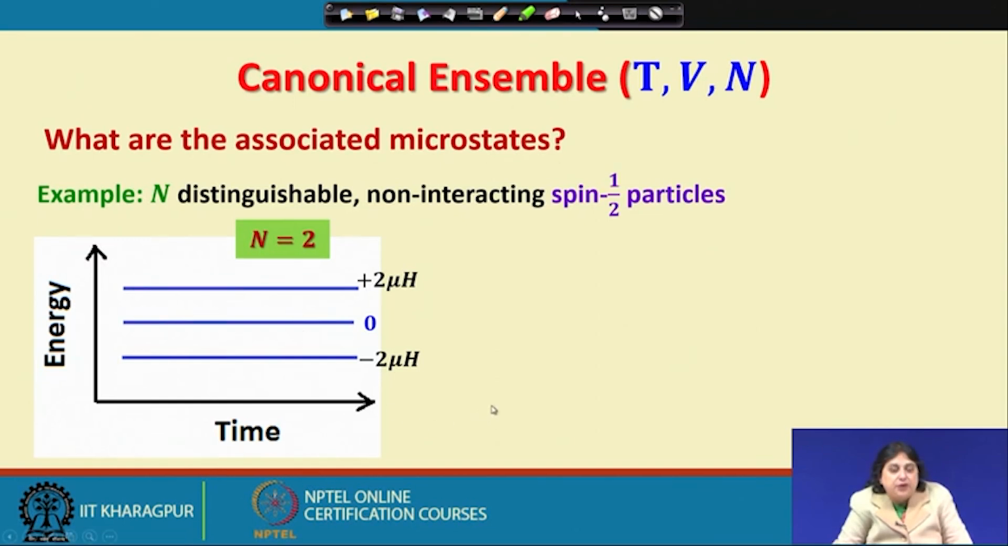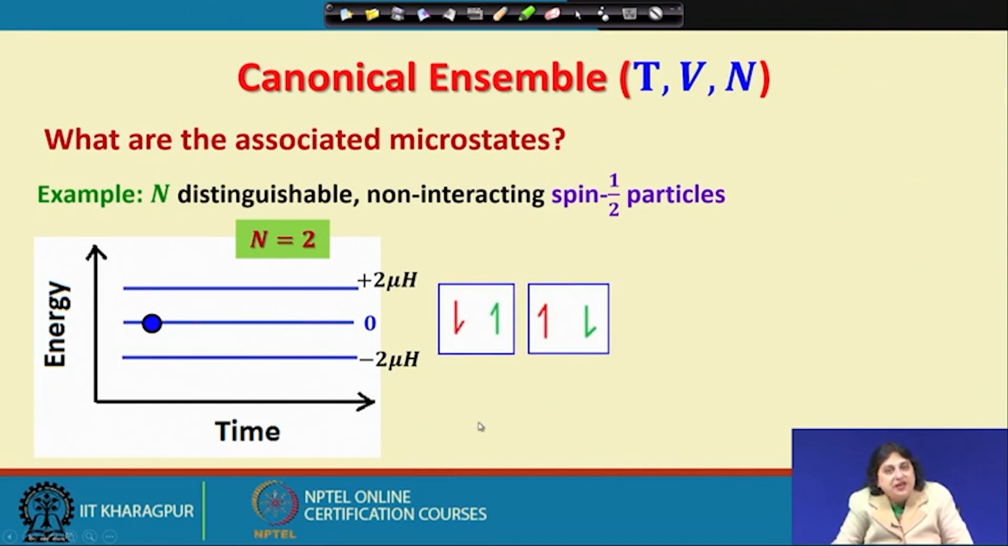Now, here I have not explicitly shown the field in which these spin half particles are present, but its presence is indicated by this term H multiplied by the magnetic moment mu. Now, let us say that I start with one microscopic state of the system with this energy 0. Now, for this 0 energy, what are the associated microstates? By now, you must be able to show very easily that these are the two possible microscopic states when the total energy of the system is equal to 0 in this scale.